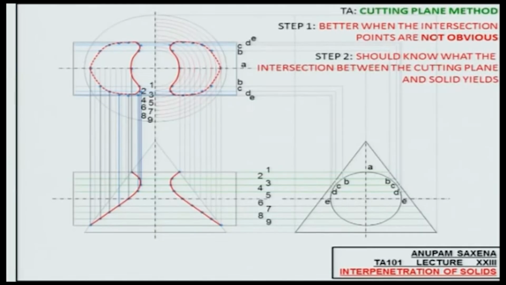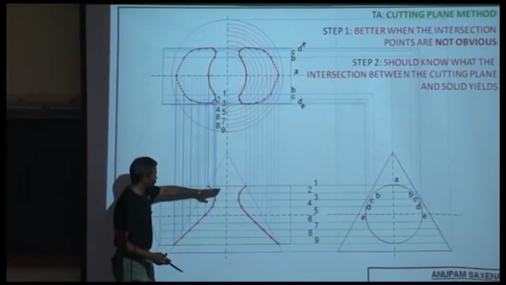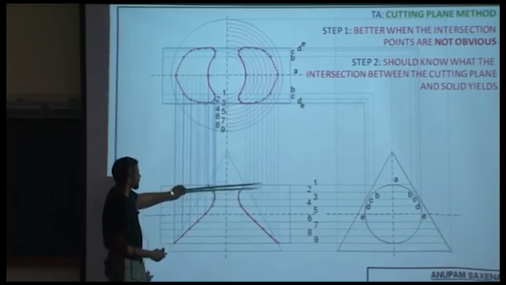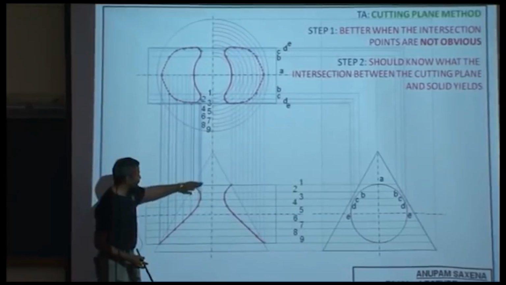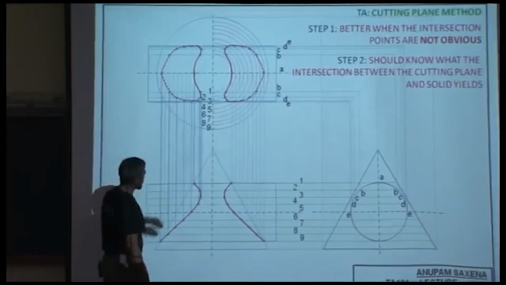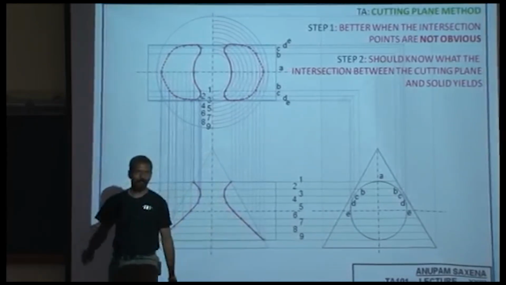Step number 2, you should know what the intersection between the cutting plane and solids yields. For example, if I cut through this assembly of the cone and the cylinder through these horizontal planes, the intersection between the cone and the horizontal plane will be a circle, of course, and the intersection between this cylinder and the horizontal plane will be a rectangle.